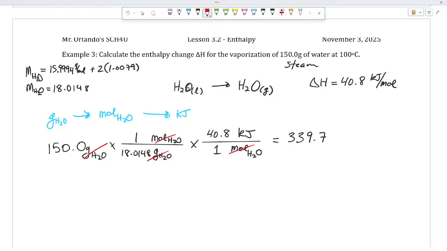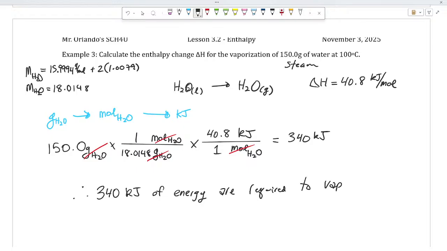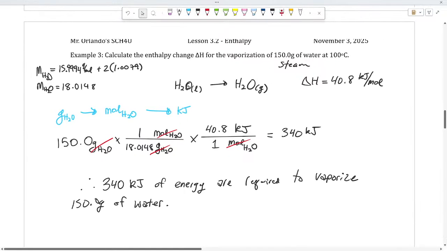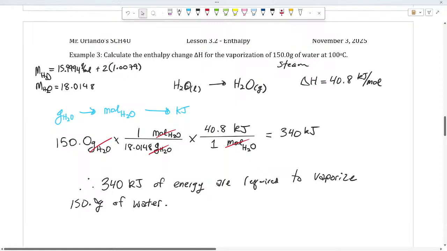Kilojoules. And how many sig figs should I actually have? What's limiting here? Yeah, this is 3 sig figs. So my answer should be 340 kilojoules of energy. Therefore, 340 kilojoules of energy are required to vaporize 150.0 grams of water. How's that feel? Not too bad?